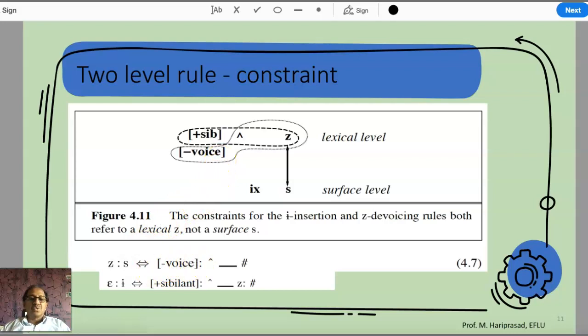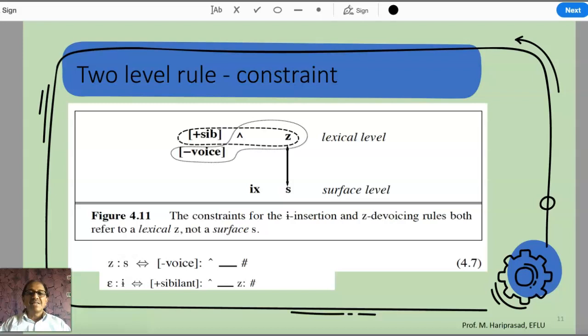And that's what your two-level rule says. Z changes to s, right? Must change, and nowhere else, when you have a voiceless sound. Or the empty place is substituted with e, right? Again, must, when you have a sibilant before the morpheme boundary.